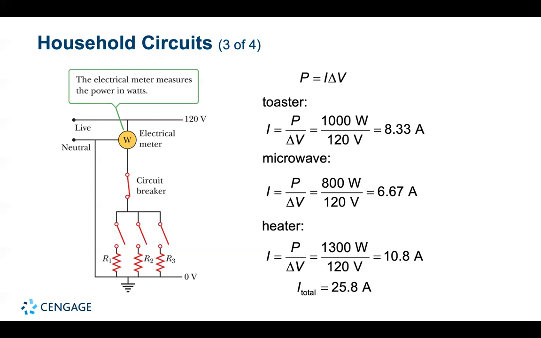If these three appliances are operated simultaneously, they draw a current of 25.8 amps. That means that the circuit breaker should be able to handle at least this much current, or else it will trip. As an alternative, the toaster and microwave oven could operate on one 20 amp circuit with the heater on a separate 20 amp circuit.